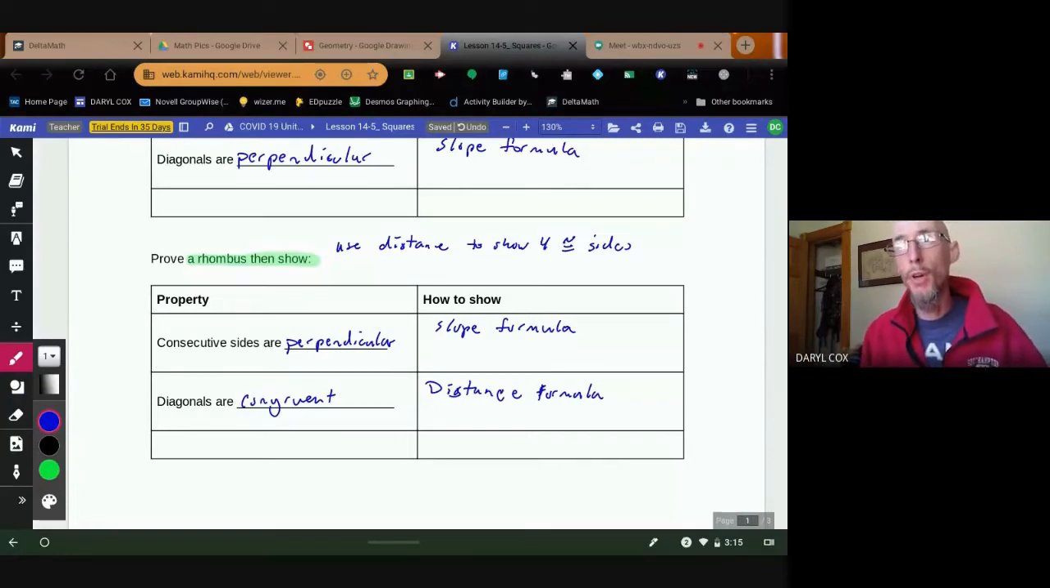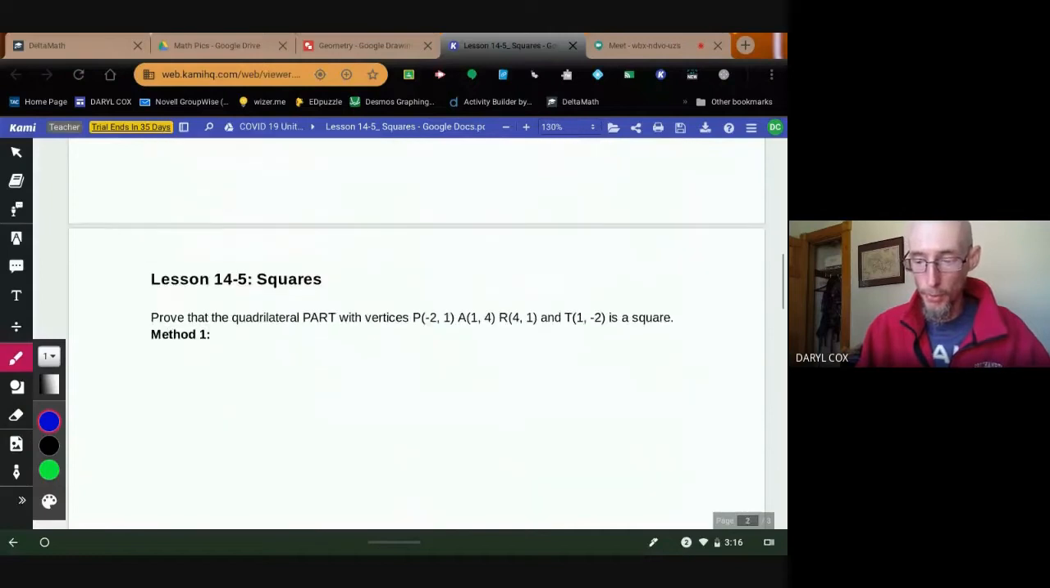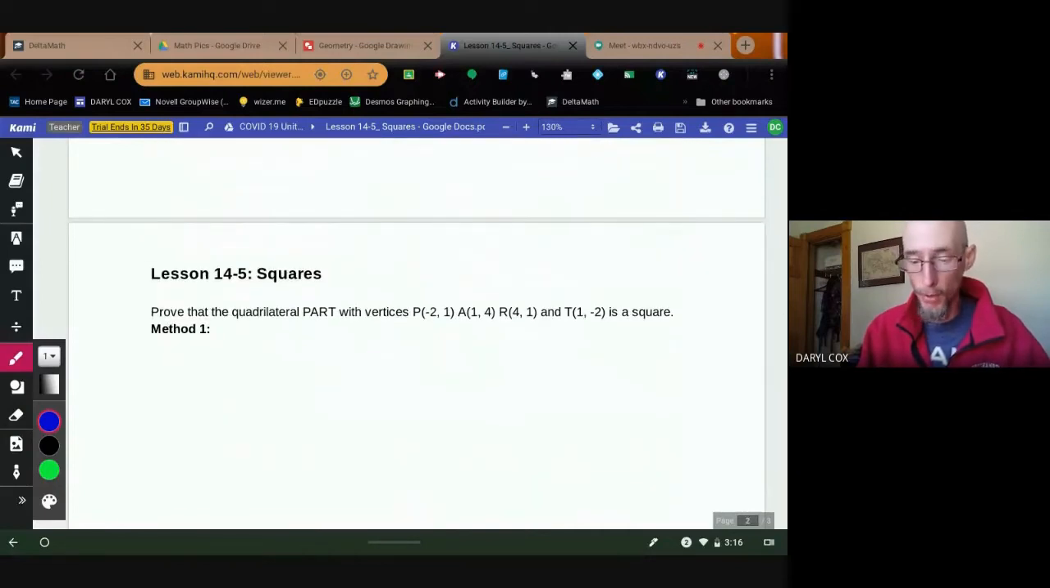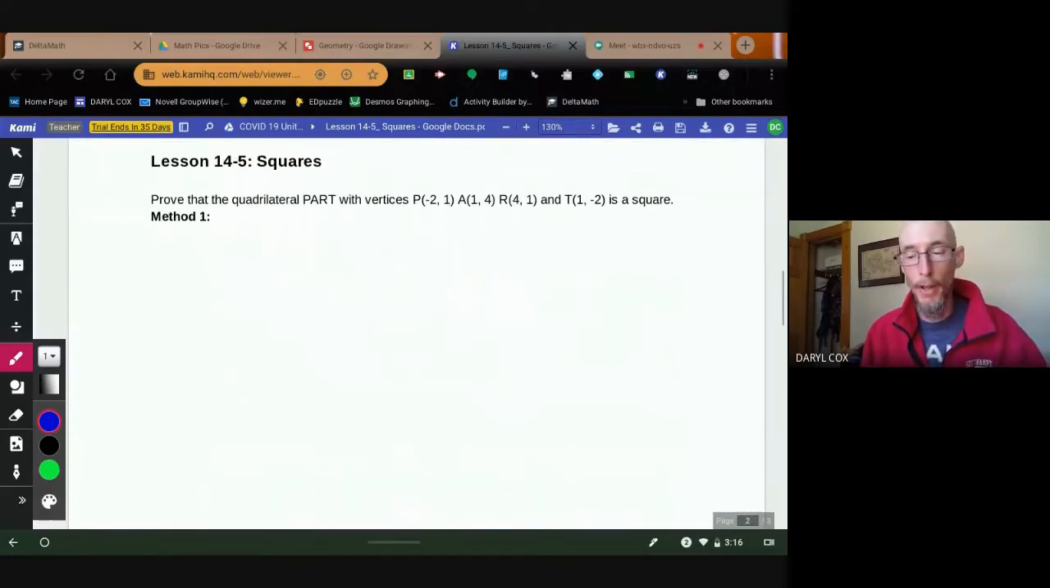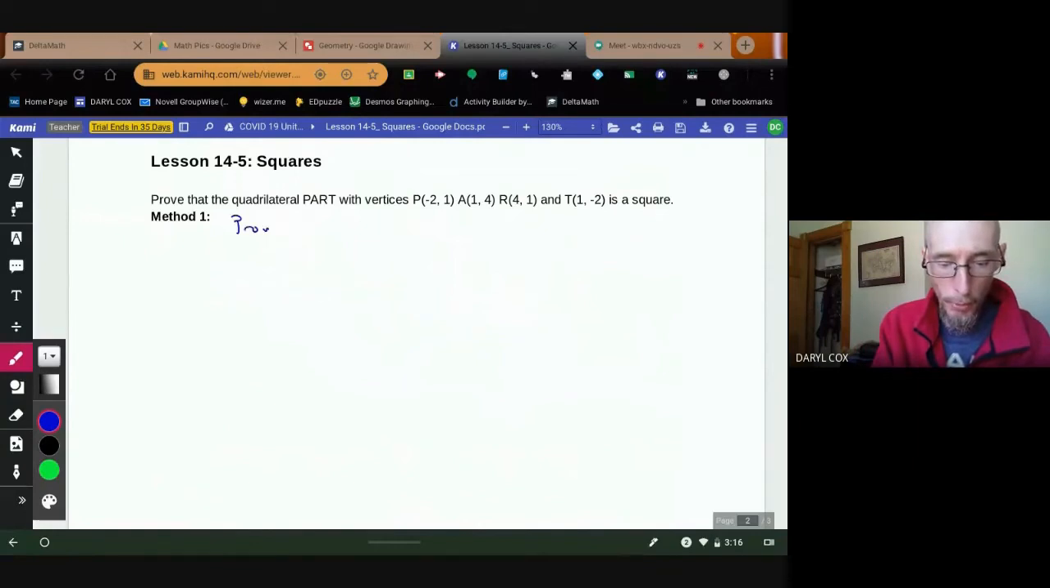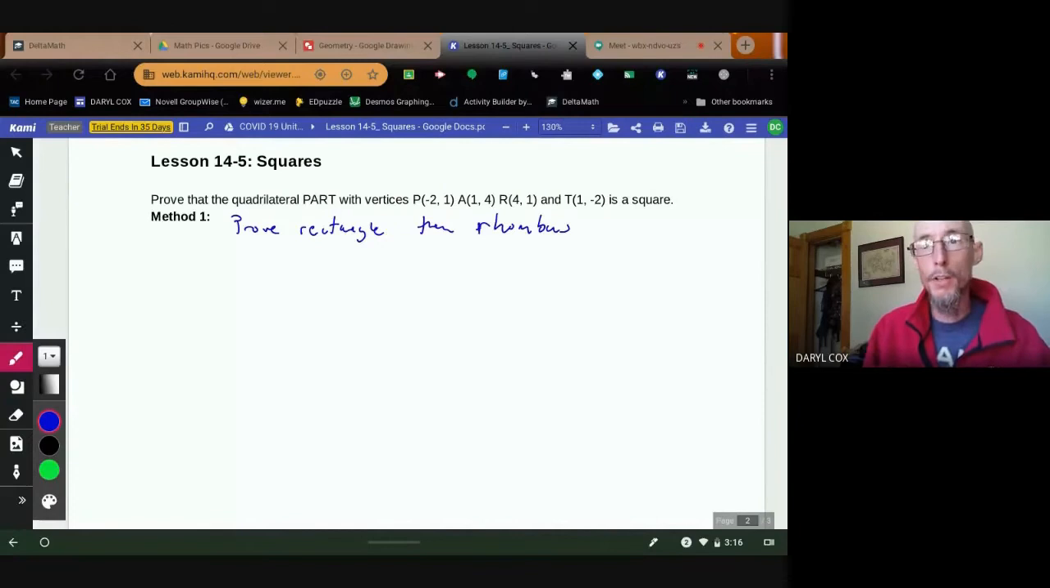So I'm going to do one example, two different ways. Your homework is just going to be to do one problem, so it's your choice which method you use. For this, though, I want you to follow along. So let's prove that we have a square. I'm going to use the first method. I'm going to prove it's a rectangle first. So method one, prove rectangle, then the rhombus. To prove it's a rectangle, I'm going to use my slopes.